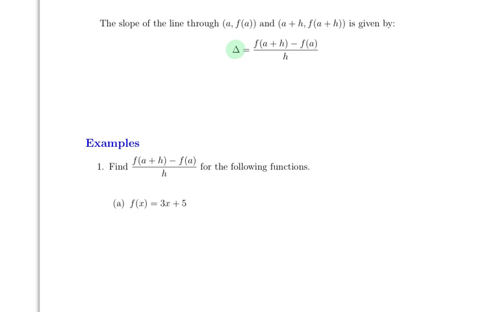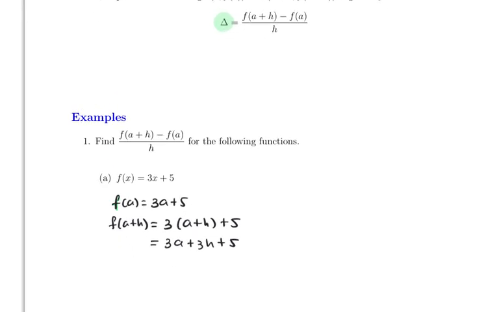If this is the function, how much will be f of a? It's going to be 3a plus 5, just like we did at the beginning of the class. And what about f of a plus h? Well, this is going to be 3a plus h plus 5. Now you can simplify this more, so this will be 3a plus 3h plus 5. Okay, so far so good. And then remember, delta is going to be f of a plus h minus f of a over h.